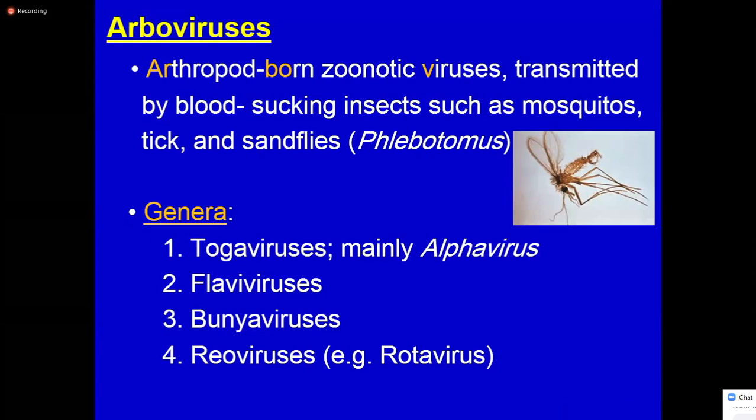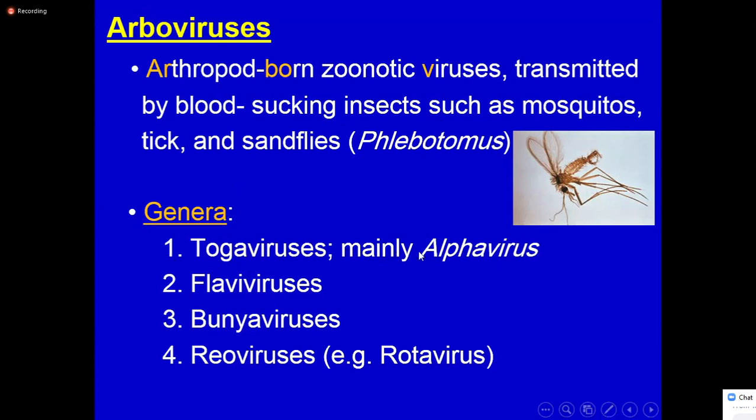You know the mosquito sucks blood from the human, and likewise the tick. Sandfly, phlebotomous, right? Sandfly, we have mentioned it previously when we talked about leishmaniasis. This is the picture of a phlebotomous. Anyway, insects, blood-sucking insects.